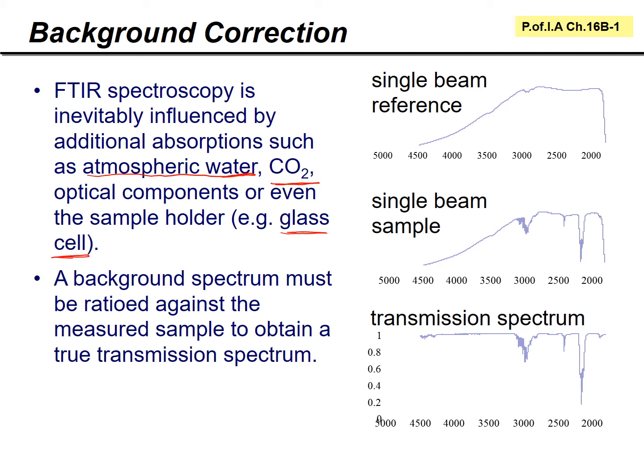Some optical components, or even the sample holder, if you are using glass rather than quartz, for example, can absorb. So the easy way around this, of course, is just to take a background spectrum. So here's our background or reference. Subtract that away from what's generated from a single beam, and then you get the transmission spectrum afterwards.